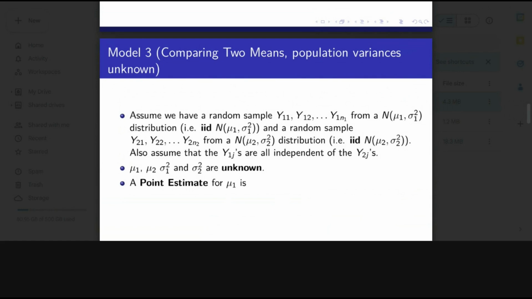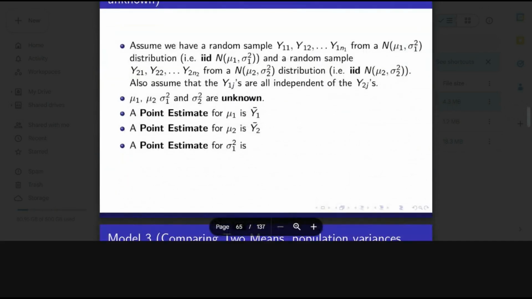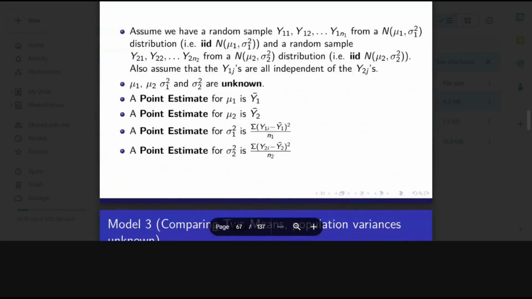As usual, and we have answered this many times, the point estimate for the mean is always the sample mean. That makes sense. The point estimate for variance is the maximum likelihood estimator of the variance, or the MOM estimate. Both of them are actually the same. Can you use the sample variance? Yes, you can. But there's a slightly different denominator.